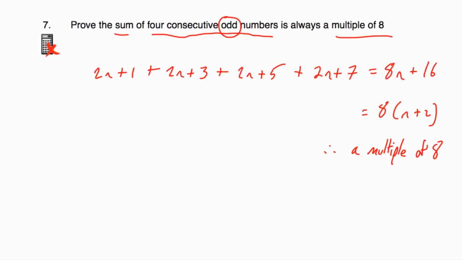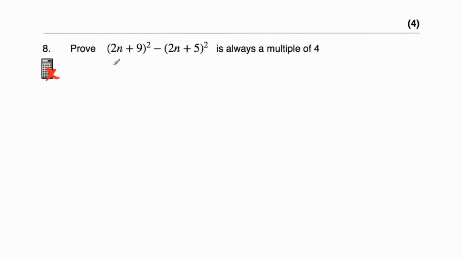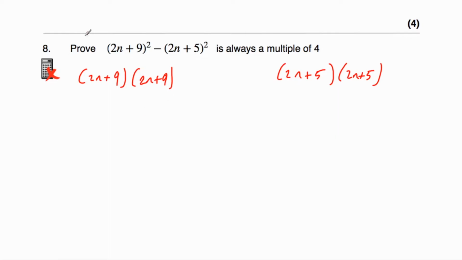Okay, let's have a look at our next question, question number 8. Question number 8 says, prove that (2n plus 9) squared, subtract (2n plus 5) squared, is always a multiple of 4. So we want to square this, and we want to take away our result and show it's a multiple of 4. So let's do that. We've got 2n plus 9 multiplied by 2n plus 9. And then we've got our 2n plus 5 multiplied by 2n plus 5. So let's expand these and see what we get.